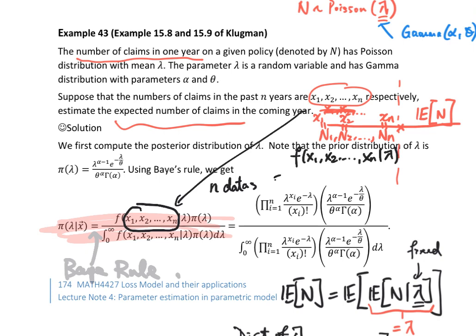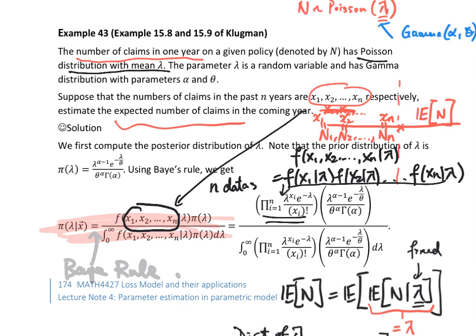can be written as the product of the individual PDFs, isn't it? Each of these S_i follows the Poisson distribution with parameter lambda. So this will just be equal to this product, and then pi(lambda) will be your gamma distribution. So that will be our formula for calculating the posterior distribution through the Bayes rule.